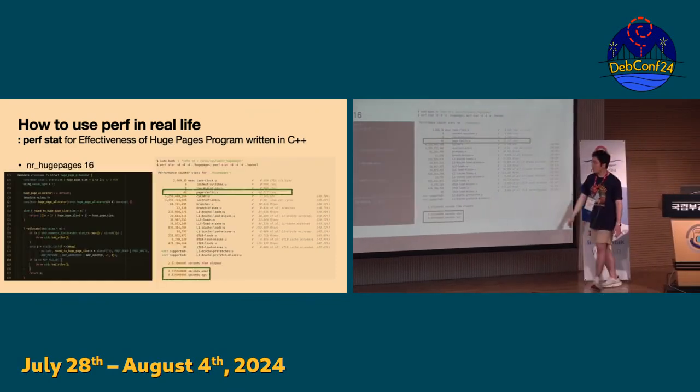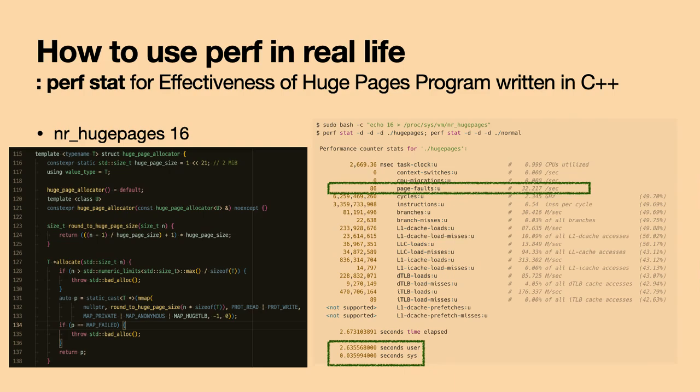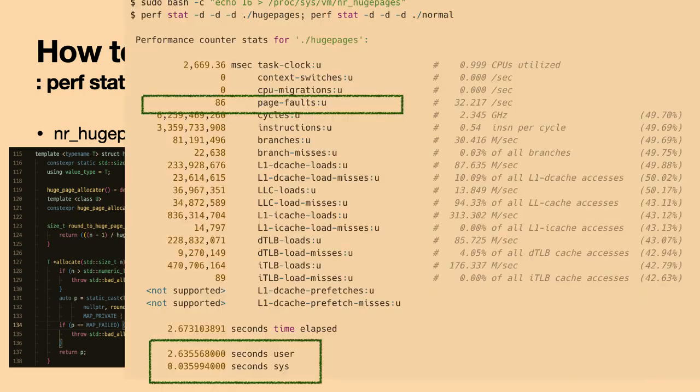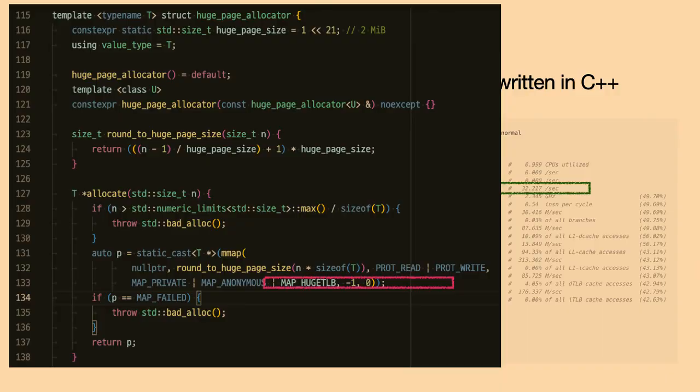There is a 0.28, but 0.03. So 86 and 0.03. Only 86 page faults, isn't it? What is the magic? I utilize MAP_HUGETLB on mmap in the code.